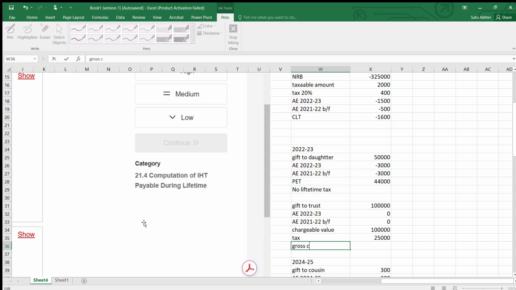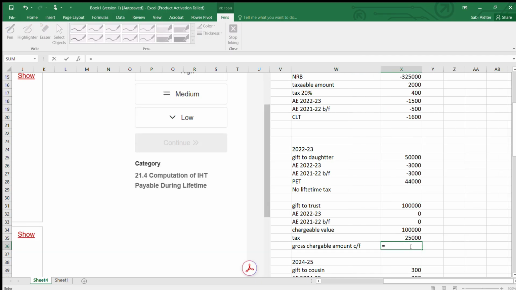So the gross chargeable amount carried forward, you should always calculate this. That is your gift to the trust plus the tax. This always happens when the donor pays. It's always the case. So now, what's next?